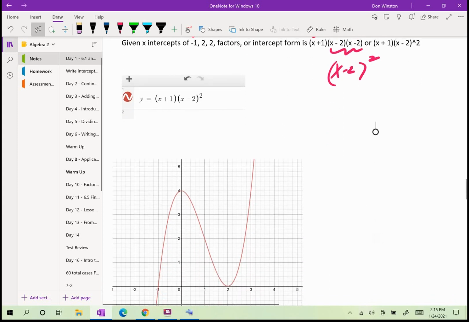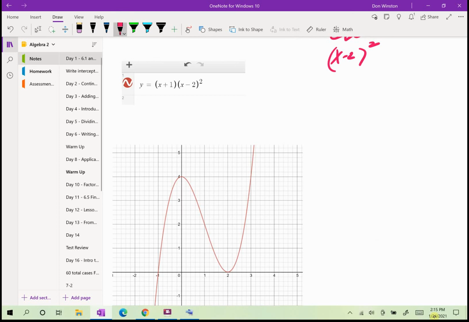And if you graphed it, you would see that. So x minus 2 squared. Notice here my 0 would be 2. I see that there. And my 0 or x-intercept there would be negative 1. And I see that there.